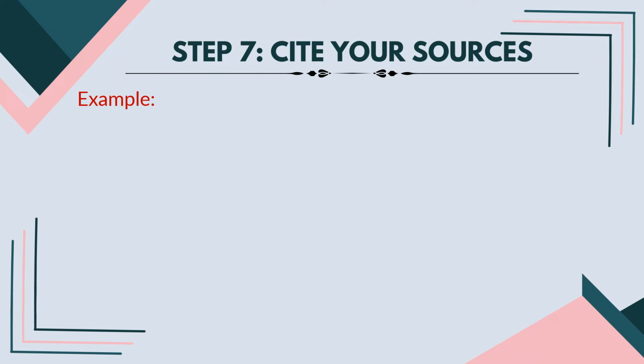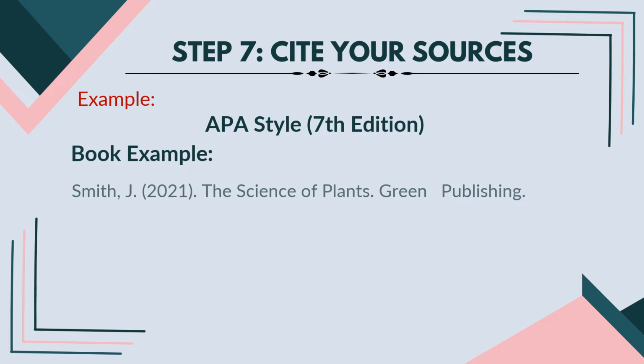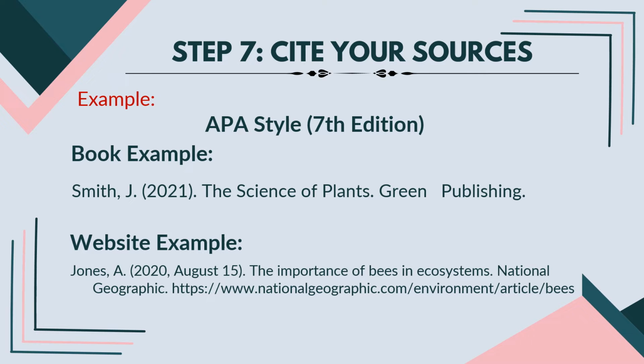Example: in APA style, if the sources come from a book, it must include the author's last name, first initial, year, title of the book, and the publisher. For a website, it must include the author's last name, first initial, year, month, day, title of the web page, website name, and URL.